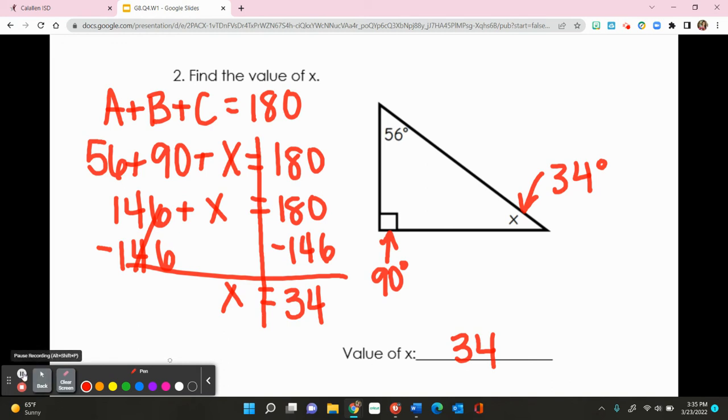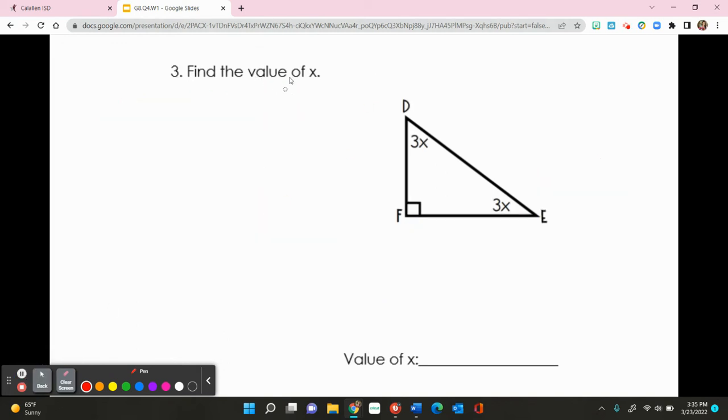Let's go ahead and look at number 3. So for number 3, we are again finding the value of x. So again, these three angles should add up to equal 180 degrees. And again, we're missing some information. We know that this triangle is a right triangle, which means this angle is 90 degrees.